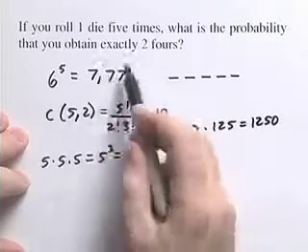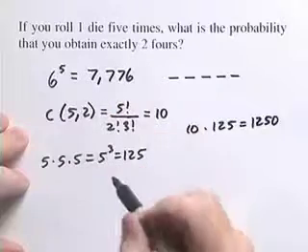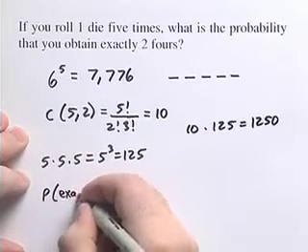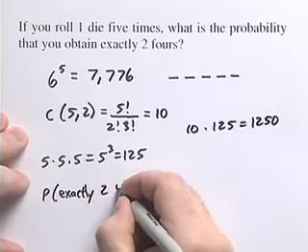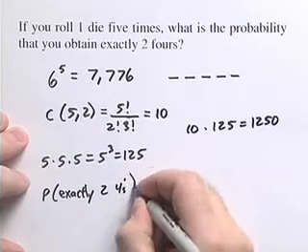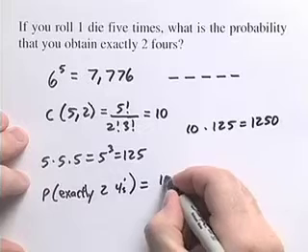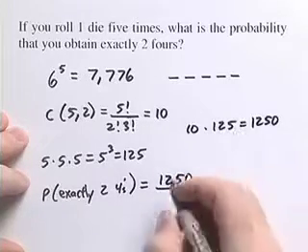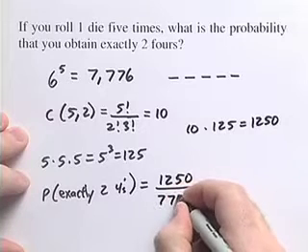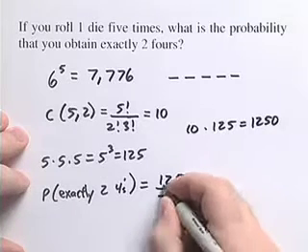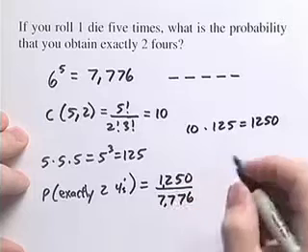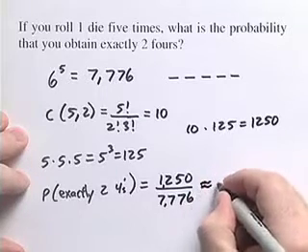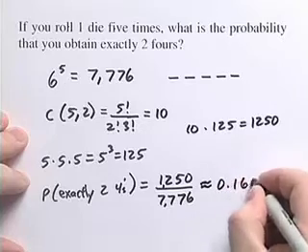We have the total number of ways we can get results from rolling a die 5 times, so the probability of exactly 2 4s is equal to 1,250, the number of ways of getting 2 4s, divided by 7,776, which is the total number of ways we can roll a die 5 times. That's approximately equal to 0.1608.